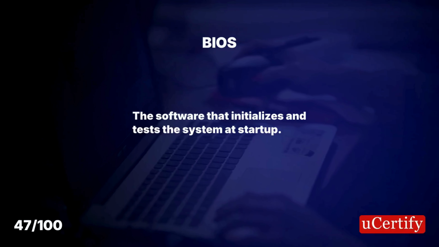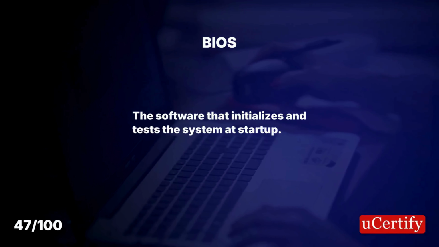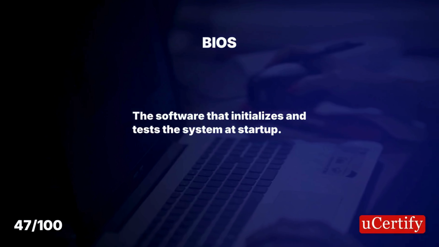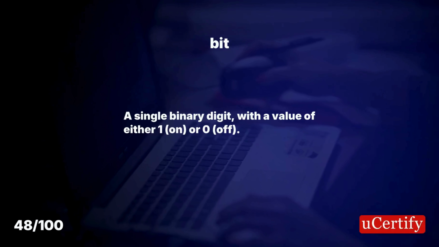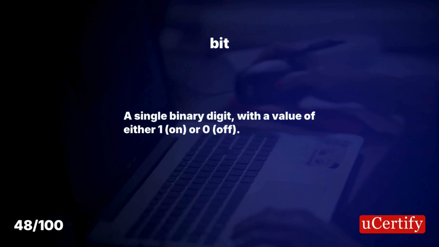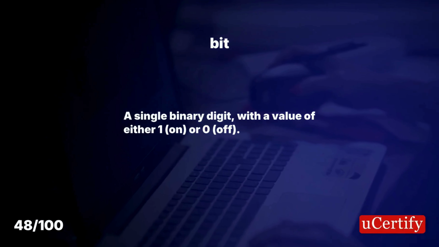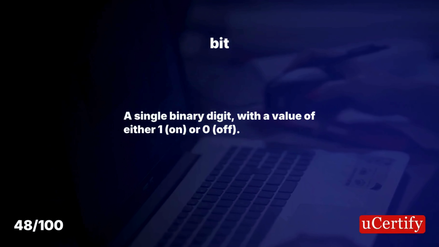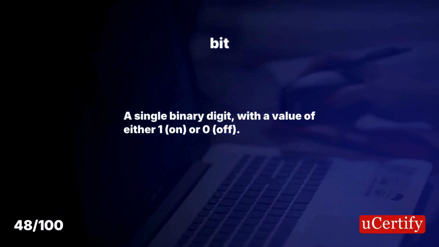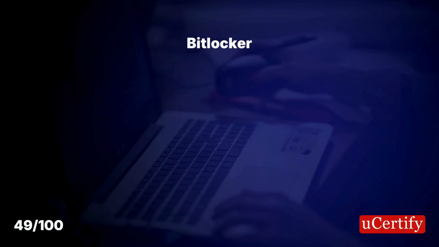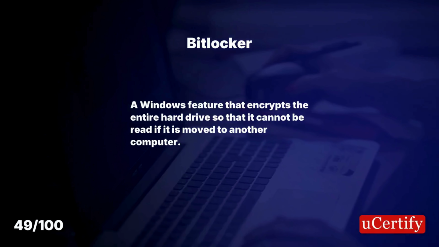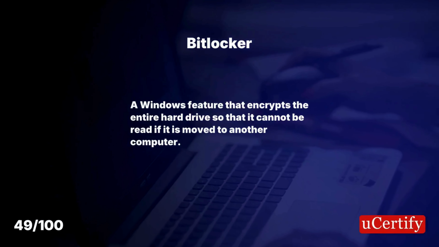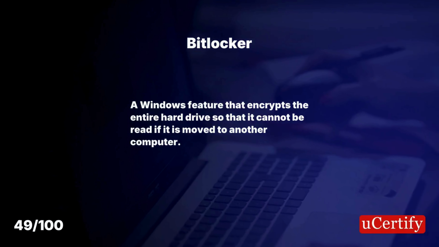Term: BIOS. Definition: the software that initializes and tests the system at startup. Term: bit. Definition: a single binary digit with a value of either 1, on, or 0, off. Term: BitLocker. Definition: a Windows feature that encrypts the entire hard drive so that it cannot be read if it is moved to another computer.